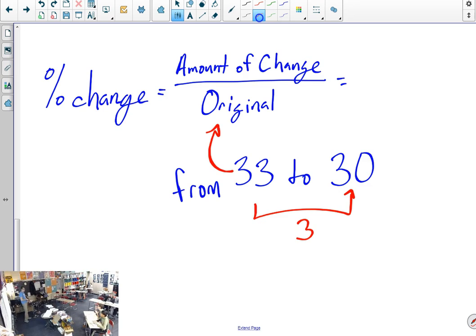Yeah. So for A, you'd go 30 over. Because A was starting at 30, that's why that was our denominator. But B started at 33 and went down to 30. Let's do a couple more. It'll make more sense as we do more.